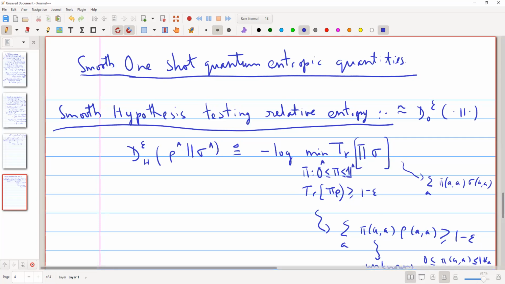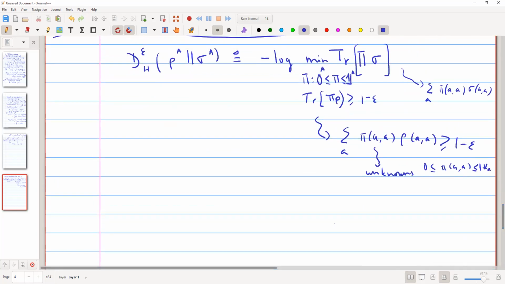So trace pi rho is linear in the matrix entries of pi. Okay, trace of pi sigma is linear in the matrix entries of pi. So remember the unknown is pi only. Okay, but now pi is a matrix. So I want to know pi of a comma a prime. So the unknown is not just pi of a comma a, but it's pi of a comma a prime. So the only difference is that this linear constraint.